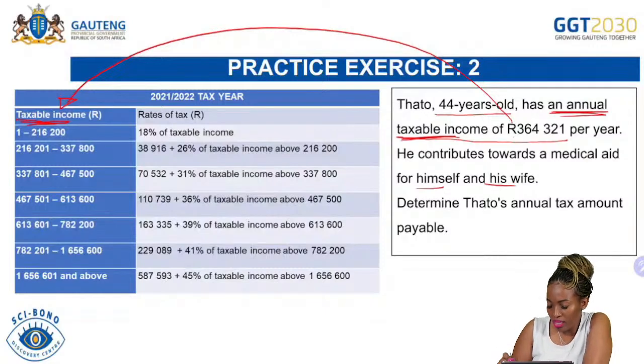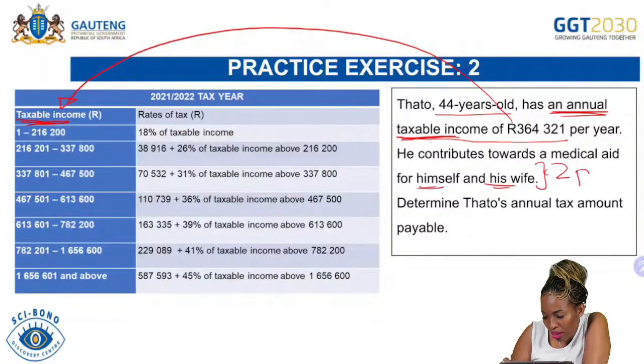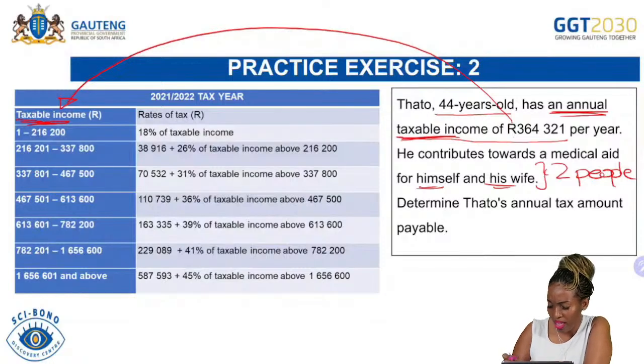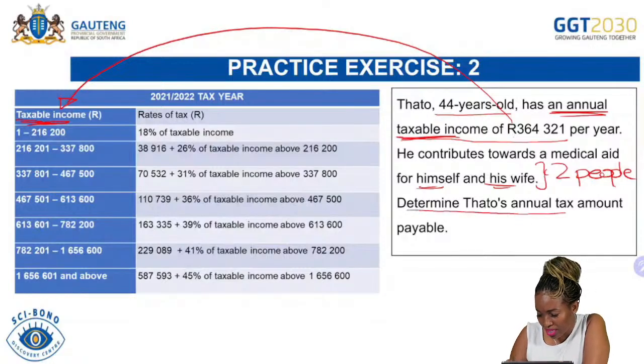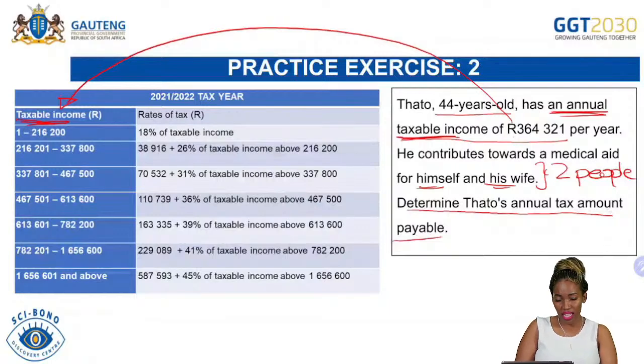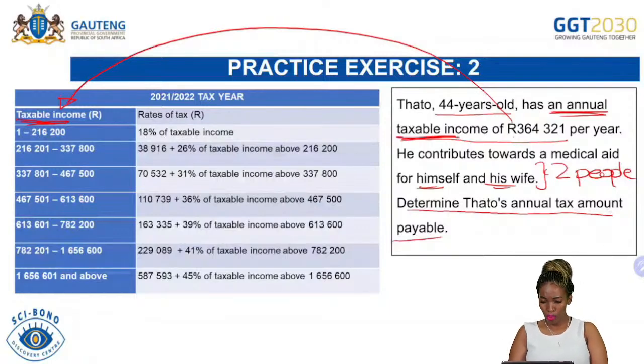payable. So it means now he's paying medical aid for how many people? Himself and his wife, so he is actually paying medical aid for 2 people. So you must remember this when you are going to calculate the medical tax credits. Must remember that this person is contributing only for 2 people. So here is the question. Determine Tato's annual tax amount payable. So now we must calculate the amount of tax that Tato is going to pay.